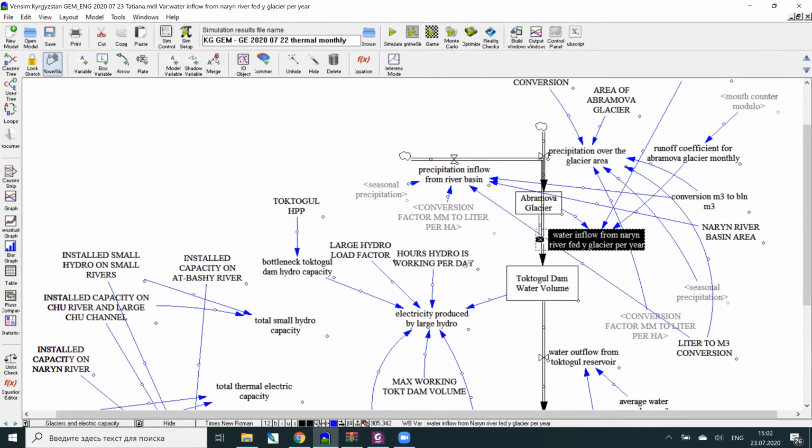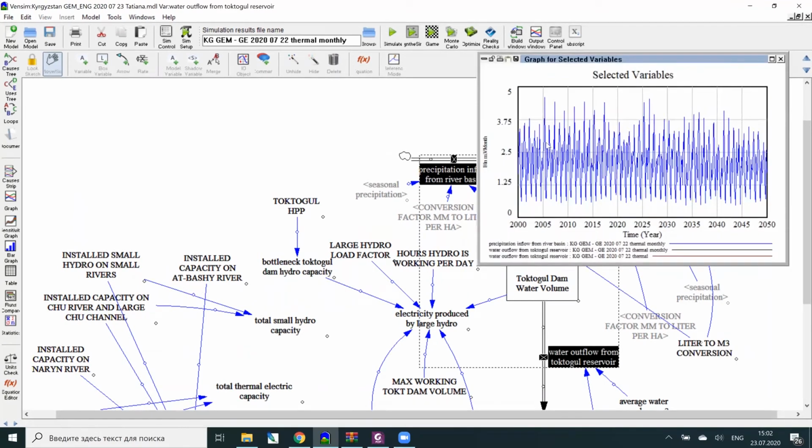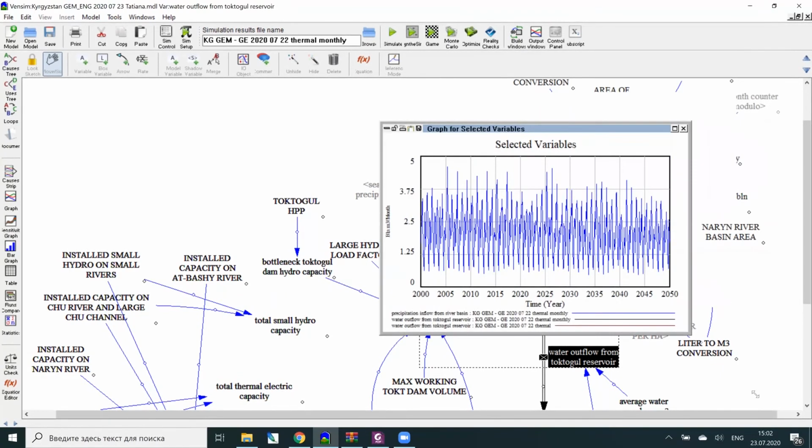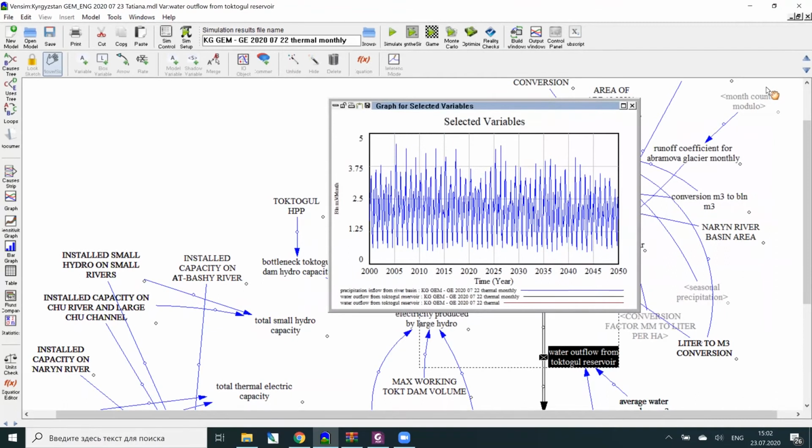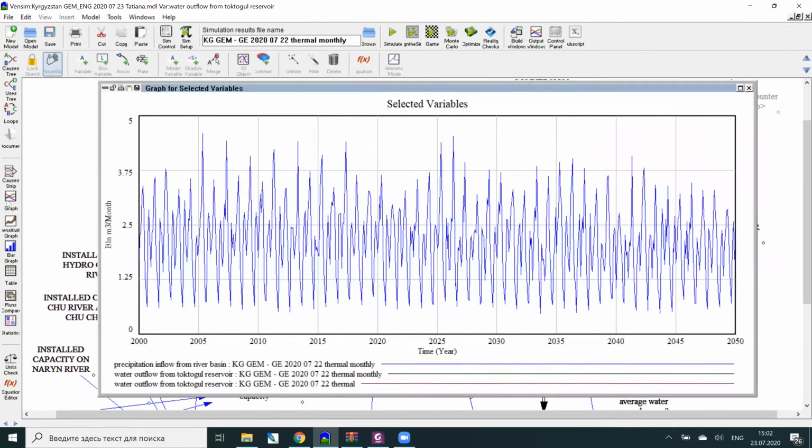Okay. Try and compare now the water outflow from the reservoir with the precipitation inflow to the glacier. Outflow with precipitation, with the precipitation inflow into the glacier. Yes, that's what I'm doing. It cannot even be seen. What you're looking at now is the precipitation from the river basin, not into the glacier. Sorry, glacier. And again, I'm checking all of them for consistency.